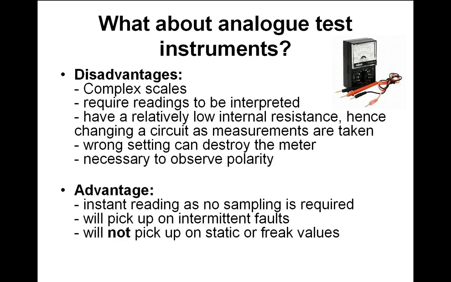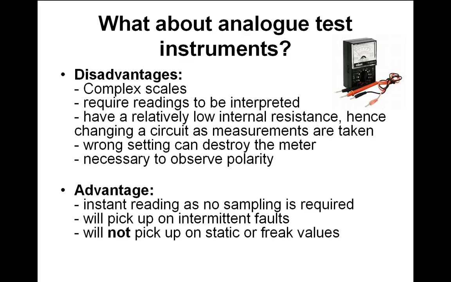And this is the biggie, and this is the reason why I always had an analog meter with me in my toolbox when I was in industry: it'll pick up on intermittent faults. With digital meters, you just get a bunch of numbers in front of you. It's not every fault, but for some faults, for example, the voltage goes down every now and then, you get a little bit of a blip. A digital meter may not pick it up because it looks for an average reading. With the analog meter, you can actually see the needle go down a bit and then come back up again.